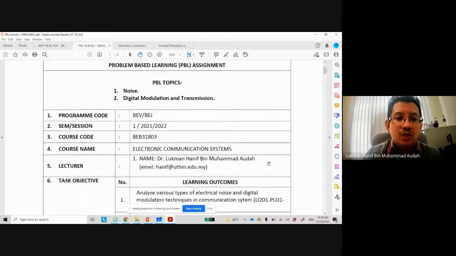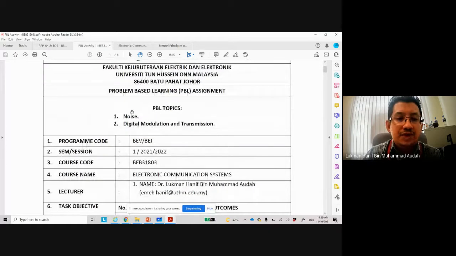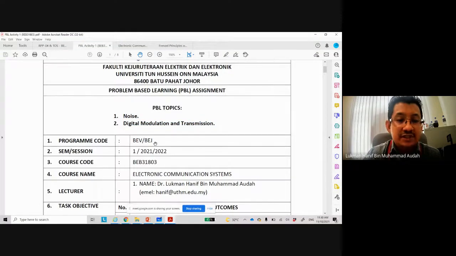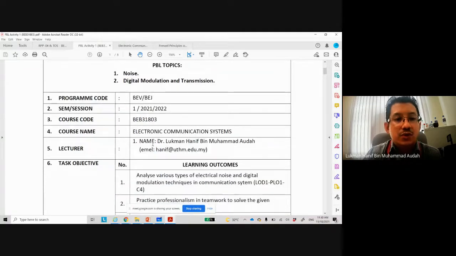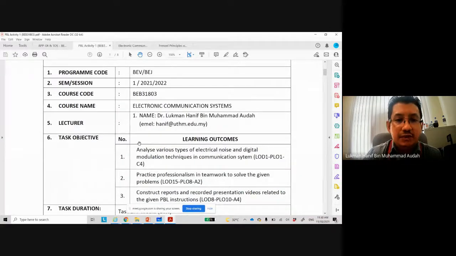So these are the PBL topics: noise is the first task, and the second task is digital modulation and transmission. In this document there is only noise. We have not given the other one yet because we are still drafting its instructions. I will show you later. This is the course name, Electronic Communication System, my name, and my email.